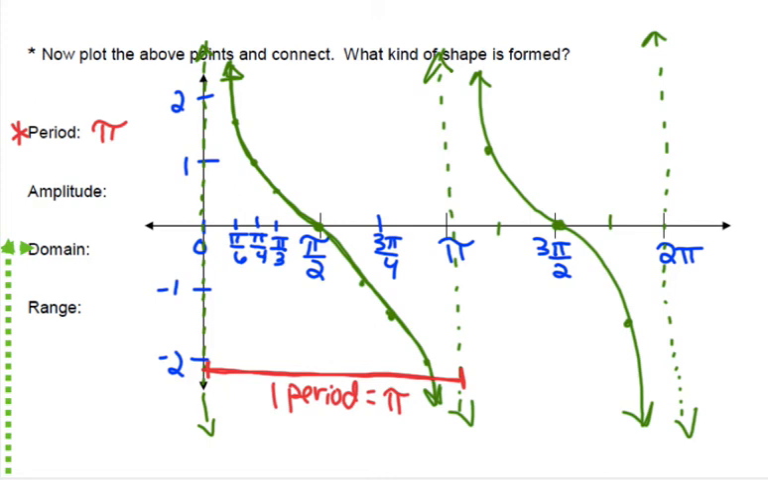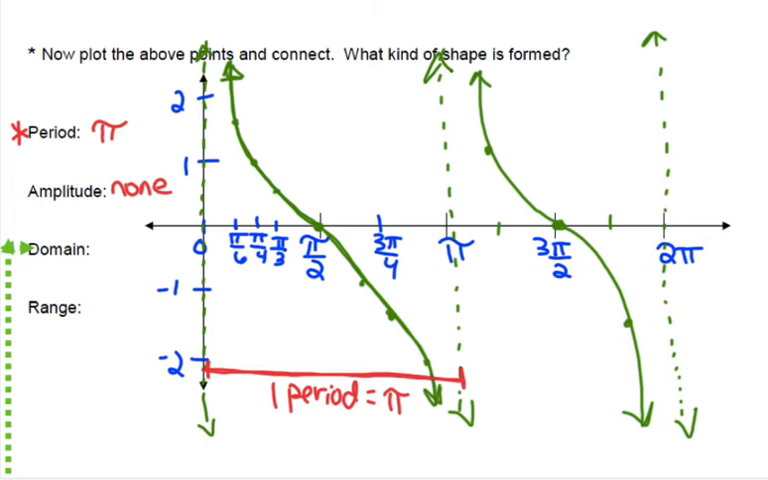My amplitude, once again, I can't measure this. I don't have a center of the wave that I can measure to the top and to the bottom. So similar to secant and cosecant, we're just going to say none. I don't have a distance I can measure. There's just no amplitude by definition according to our cotangent graph.